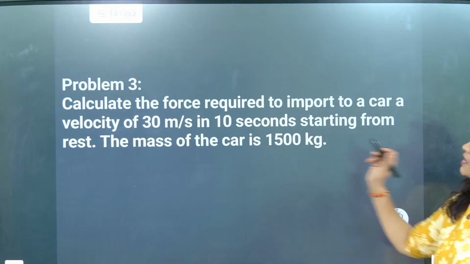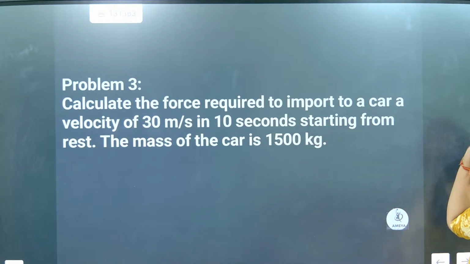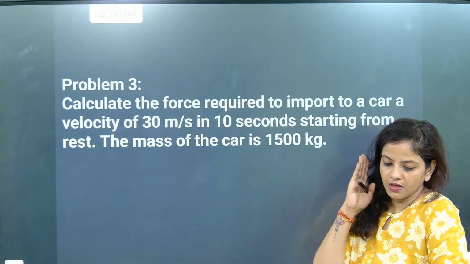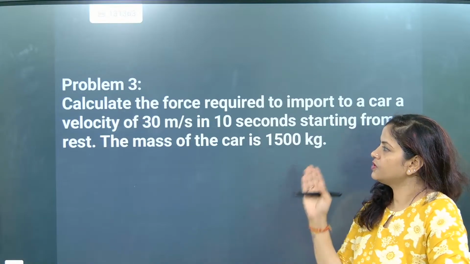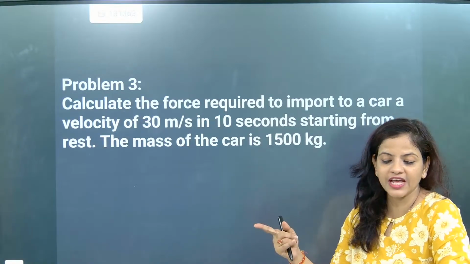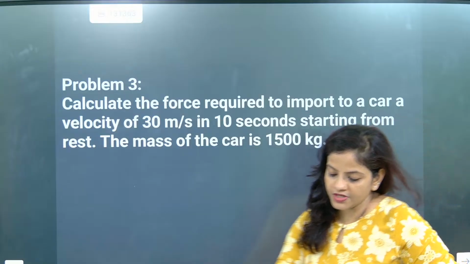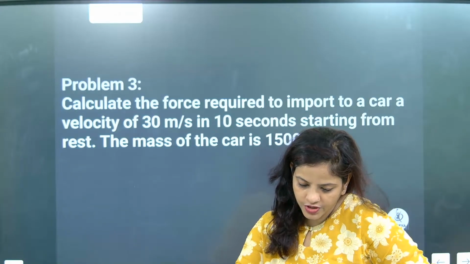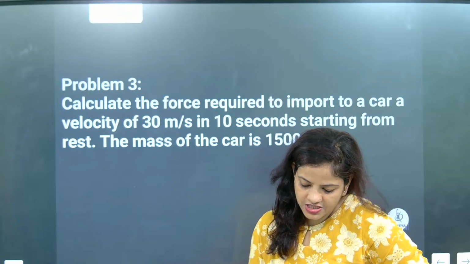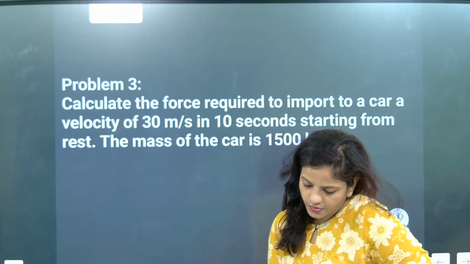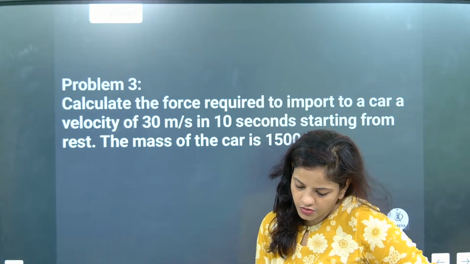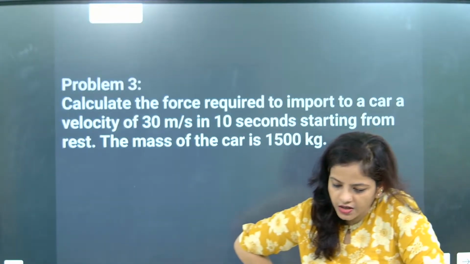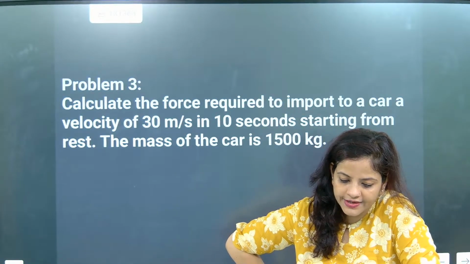Now look here. Calculate the force required to impart to a car a velocity of this. Means we have to bring velocity to 30 meter per second in how much time? 10 seconds. So we have to exactly bring it. How much is the answer? Come on, check. 4,500.